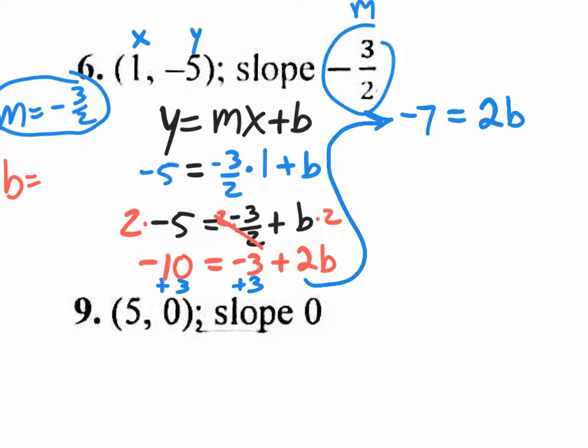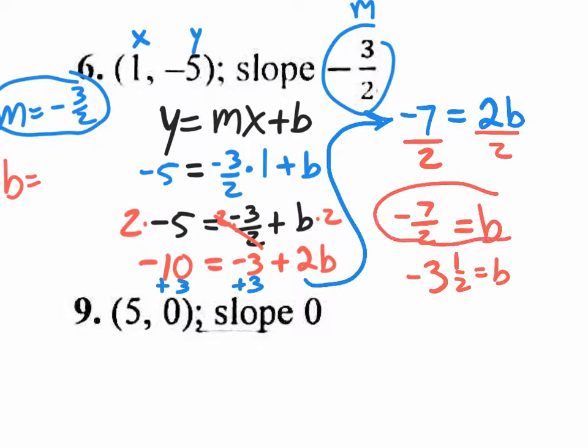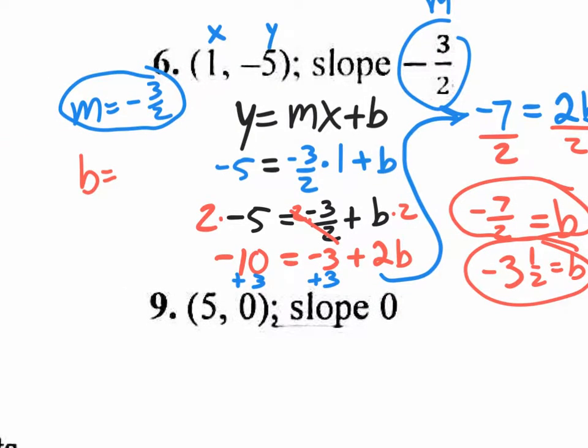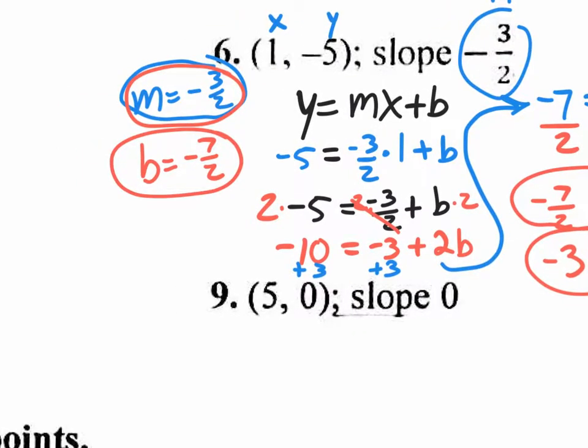Final step would be to divide both sides by 2, and B equals -7/2. You could leave it as -7/2, or you could change it to -3 and 1/2. You need to understand that it could either be written as an improper fraction or a mixed number. Now that we have our M and our B, remember that was the whole starting point, that you need your M and you need your B. I'm going to leave it as -7/2. Now you could write your equation in slope-intercept form: Y equals -3/2 X minus 7/2.